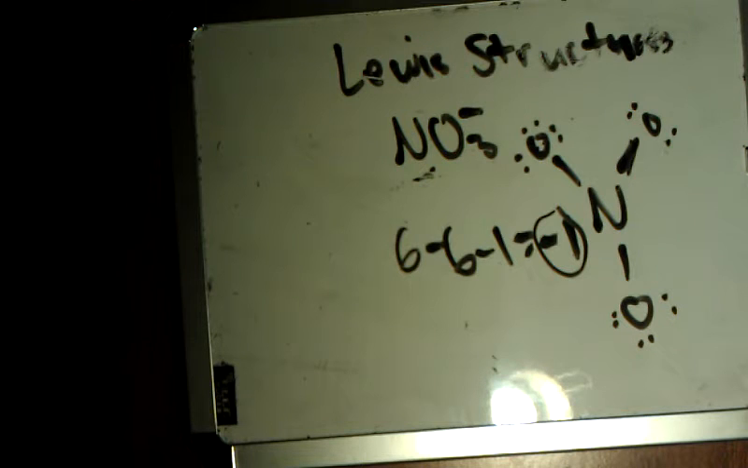And that's basically how to do a Lewis structure. There are more exceptions to the octet rule, but we're not going to get into that.